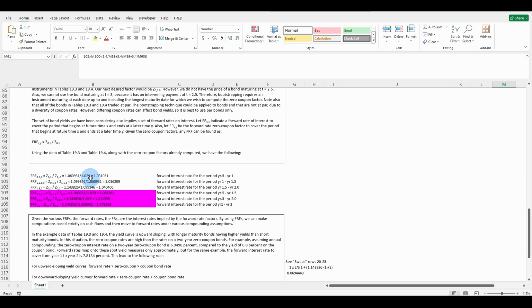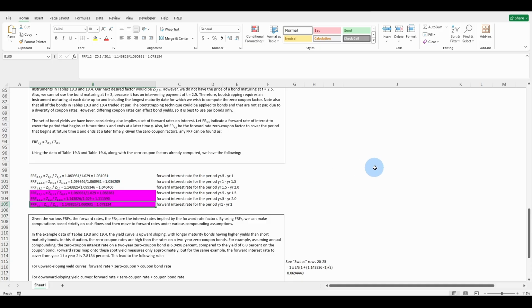We have the following. Notice the timeline here. This is 6 months. This would be the period from 6 months to 1 year. This is 1 year to 1.5 years. This is 1.5 years to 2 years. This is 6 months to a year and a half. This is 6 months to 2 years. And this is 1 year to 2 years. So there's your FRF.